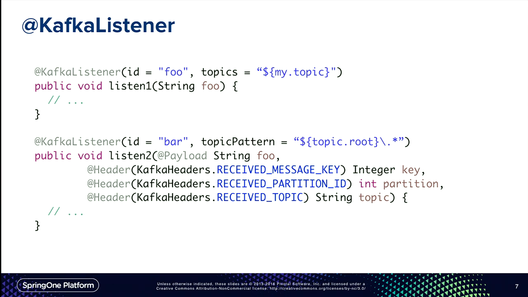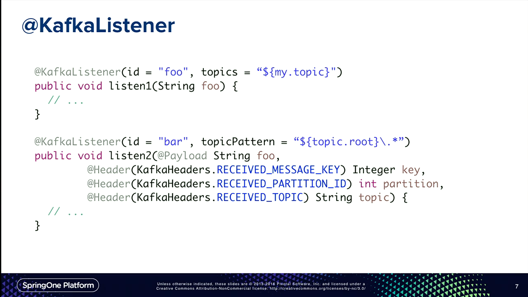And then, from the message-driven POJO perspective, we have this Kafka listener annotation, where you can just provide any POJO method, annotate it with the topic or topics you want to receive from, and then you'll get that data in there.